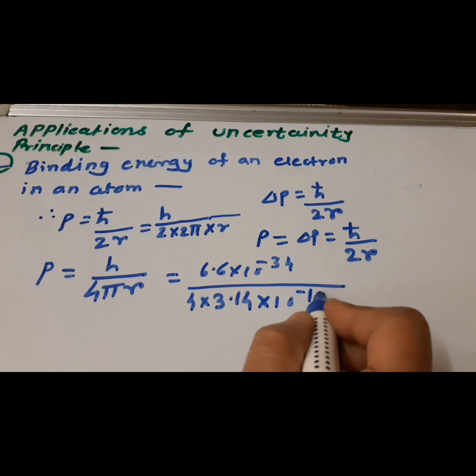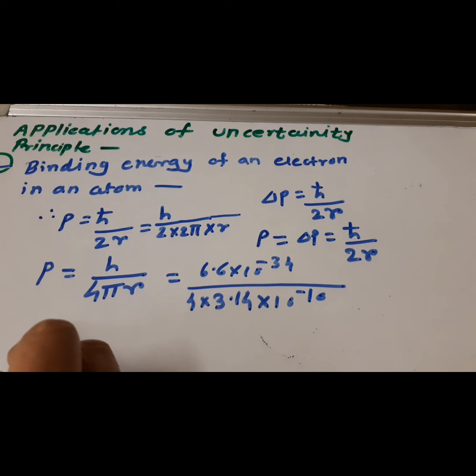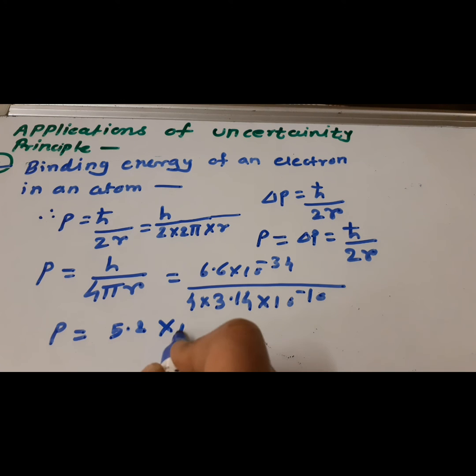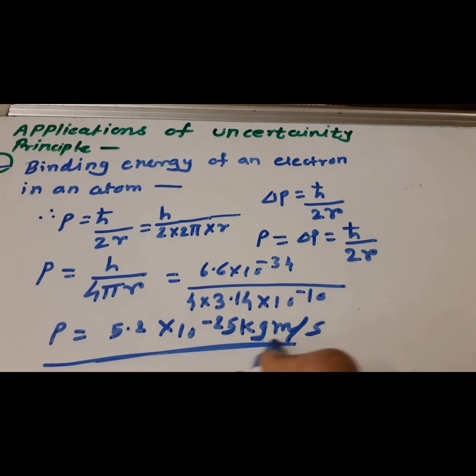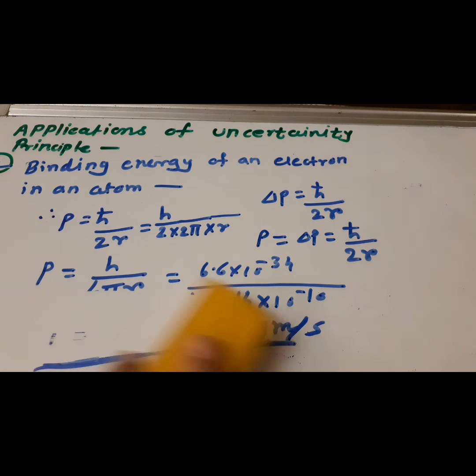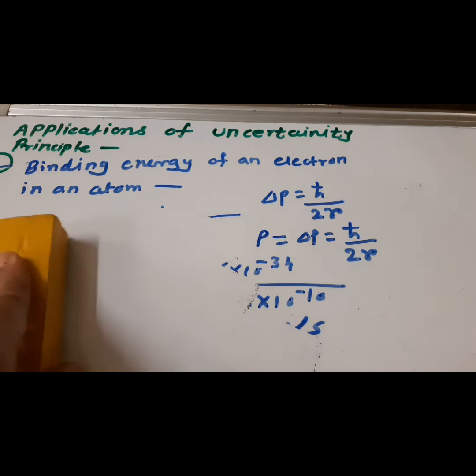Therefore, P is equal to 5.2 into 10 to the power minus 25 kg meter per second. This is the value of momentum when we take the value of radius as 10 to the power minus 10. Also, we are interested in calculating the kinetic energy because the electron is in motion.